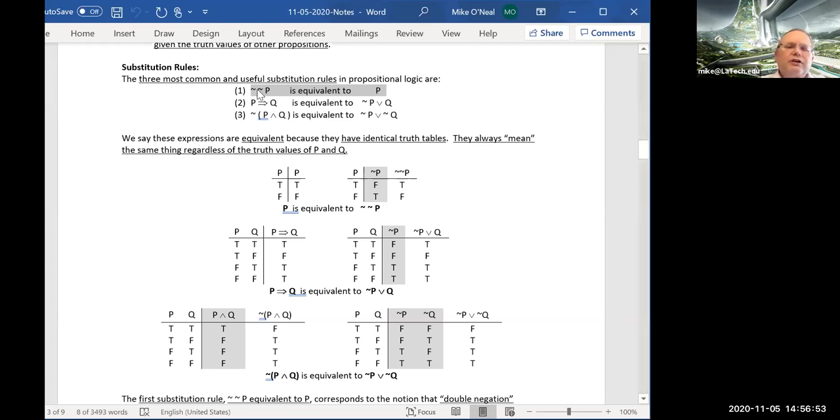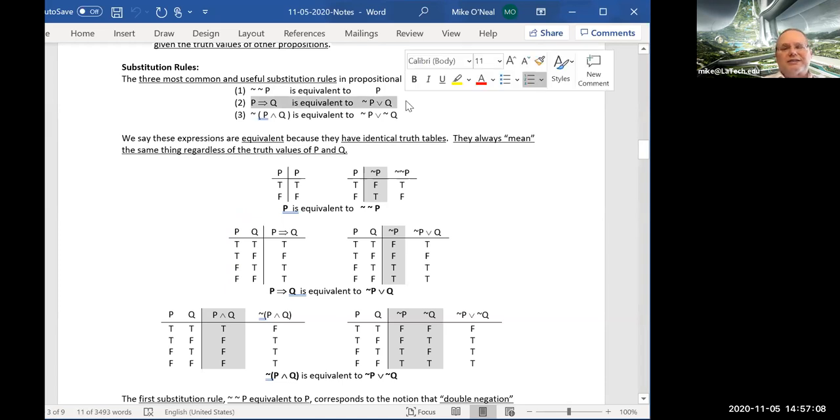So double negation gets rid of itself. If you've got two nots next to each other, you can just delete them and use the variable itself. Now here's another substitution rule, and you can argue whether or not you think that it simplifies an expression. You might say, well, Mike, it looks like it makes it more complicated.